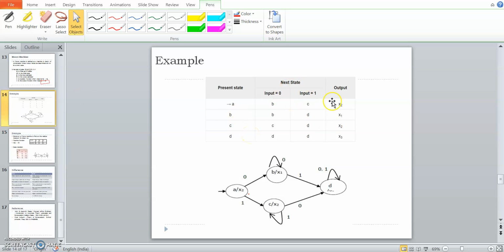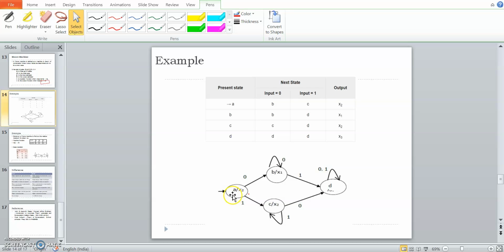So here is one example. Don't bother about the problem statement this is drawn for. This is how it looks. I just wanted to show you the states as per the definition we have just seen. How many states are there? A, B, C, D. What are the outputs? X1, X2, X3. Three outputs are associated with the four states. Out of these, X2 is associated with A and C. So this is how it is written.